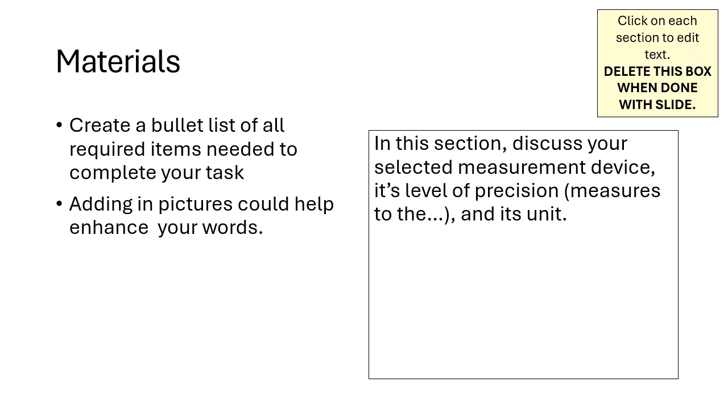In the section on the right, you're going to discuss your selected measurement device, its level of precision. You might say it measures to the ones place, or it measures to the tenths place, or whatever. And you're going to tell us what unit it measures in.